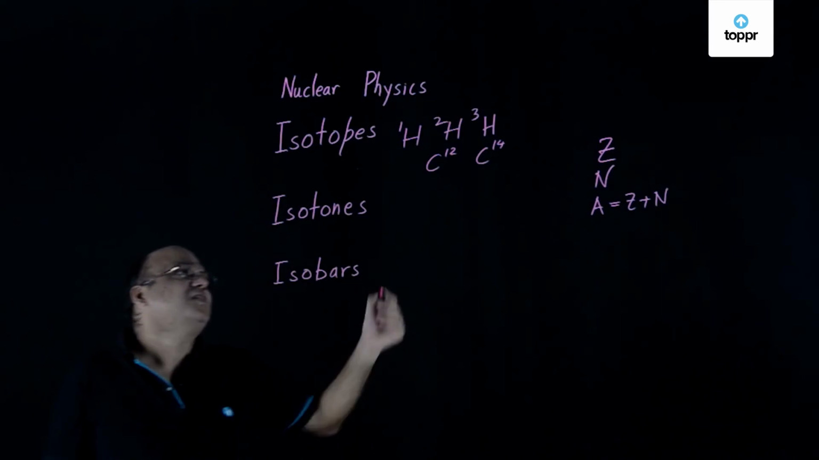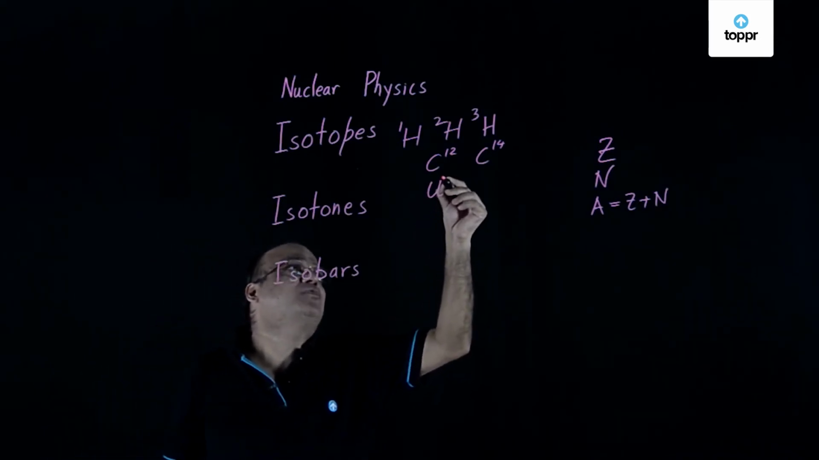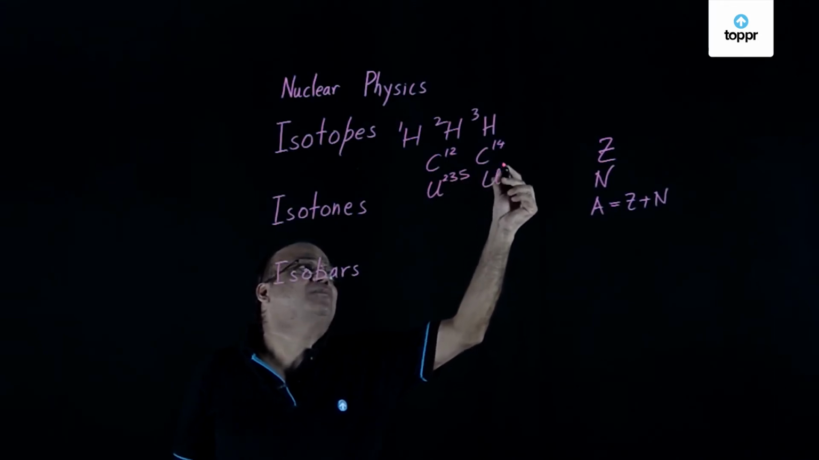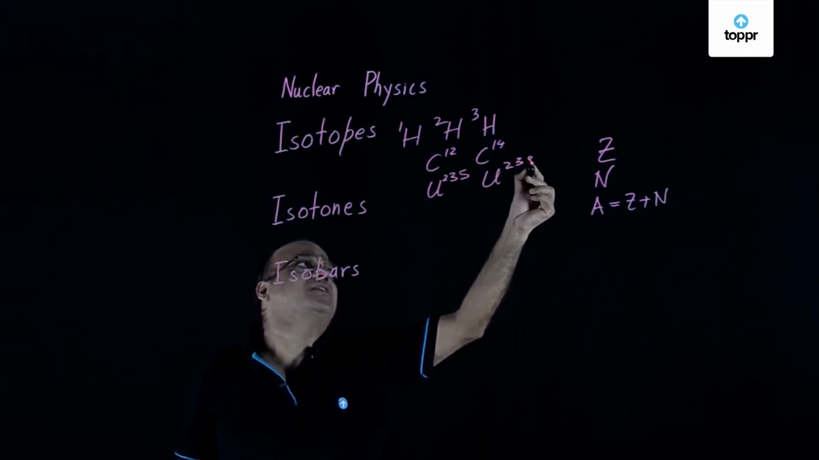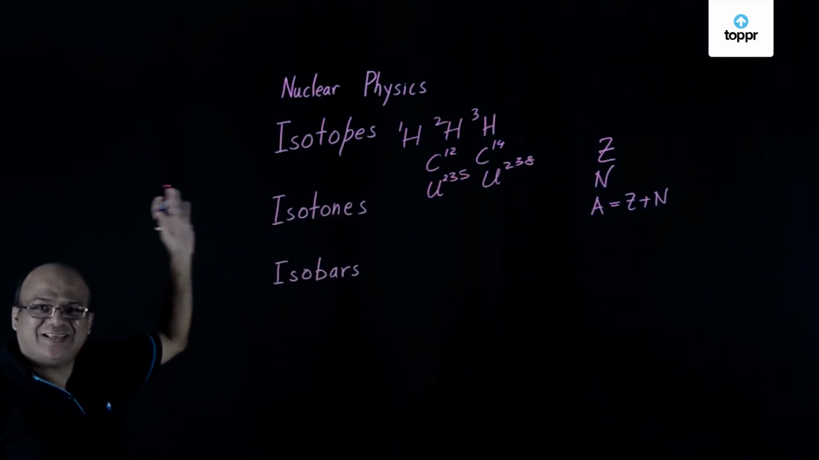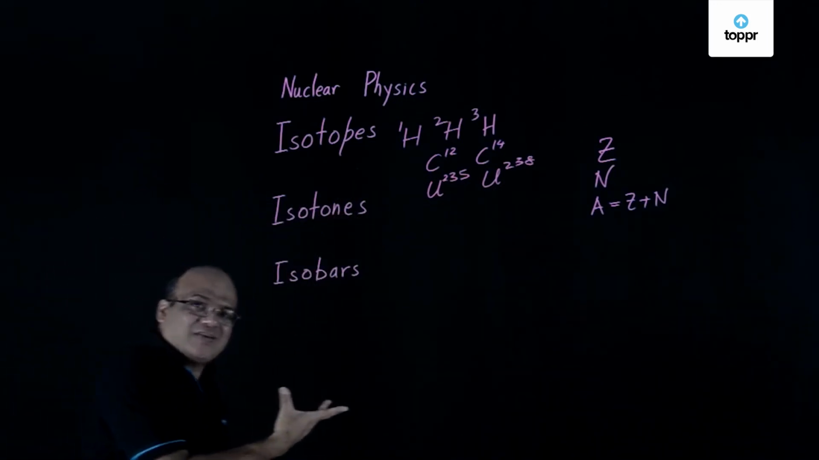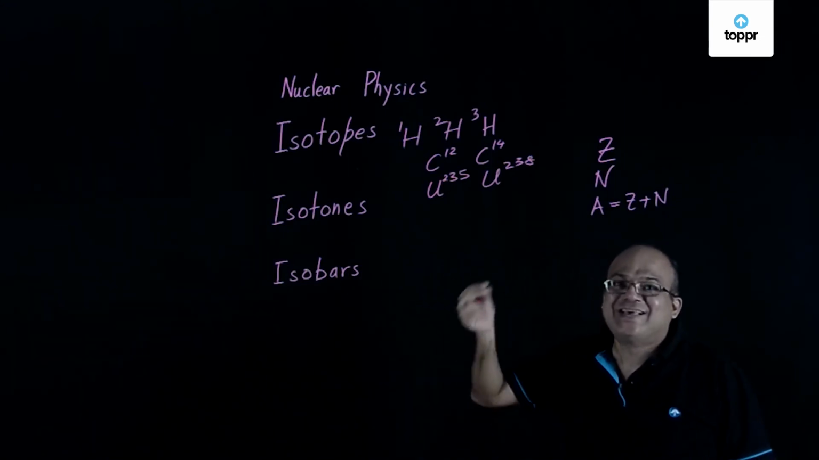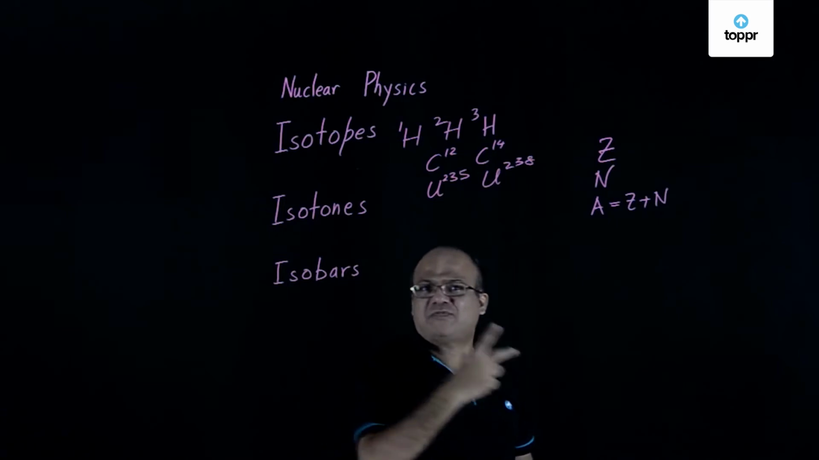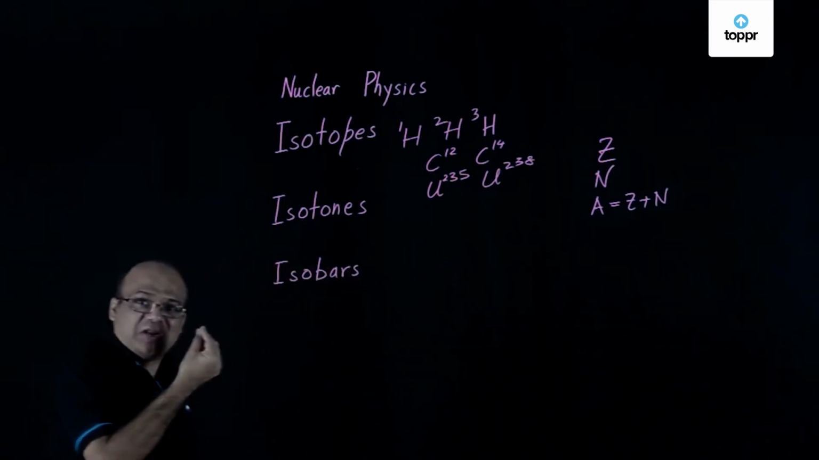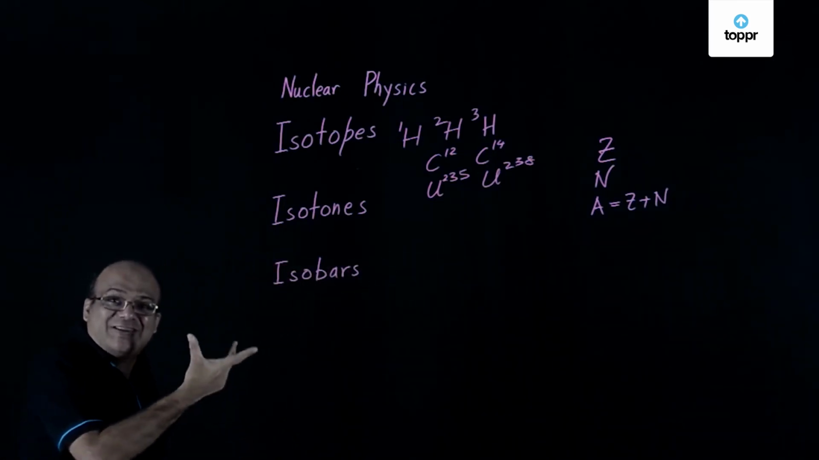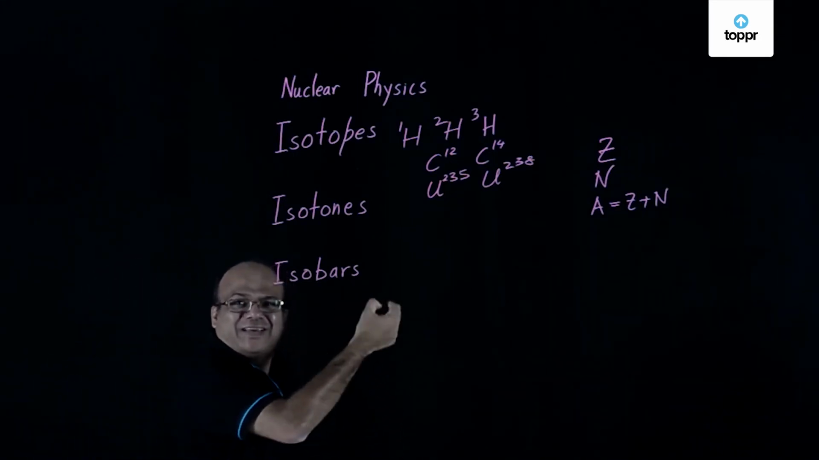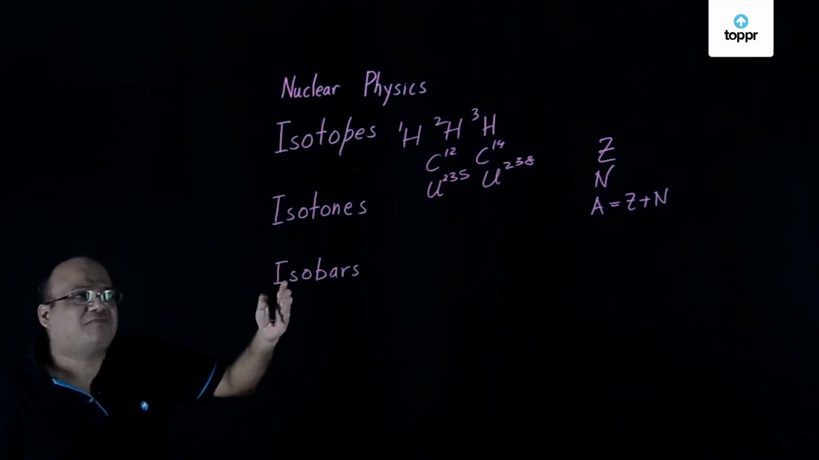Then you have the isotopes of uranium: uranium-235, which is used in nuclear reactors, and uranium-238, which is more abundant on the Earth's surface. On the Earth's surface, you get 99.3% of uranium-238 and only 0.7% of uranium-235. Uranium-235 is required to make nuclear reactors, also in making atom bombs, right? So these are examples of isotopes.